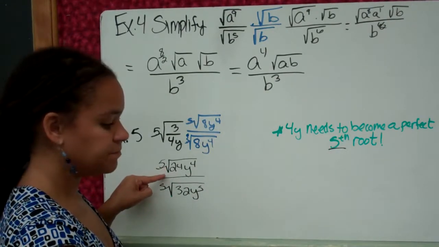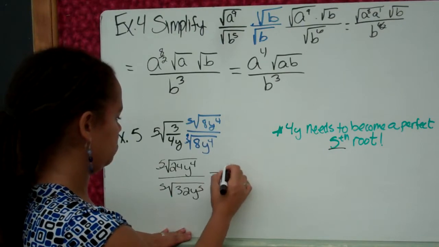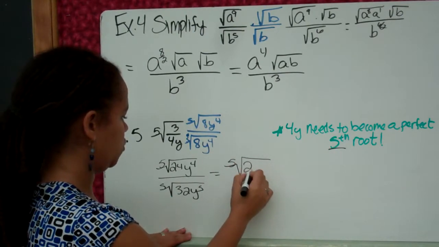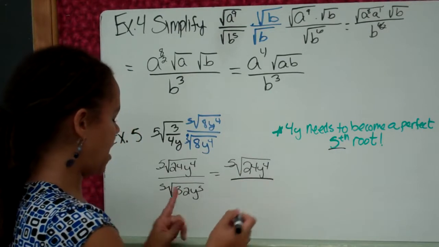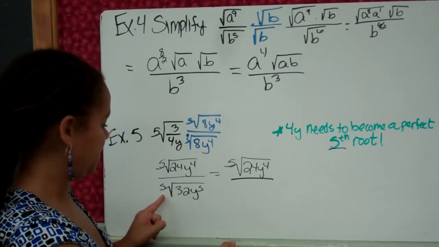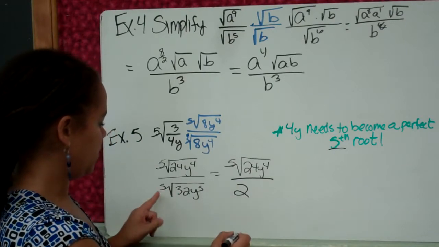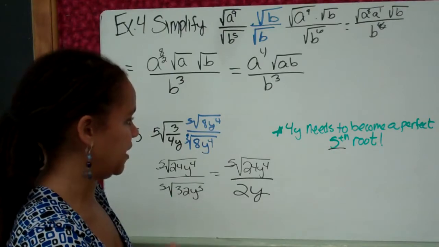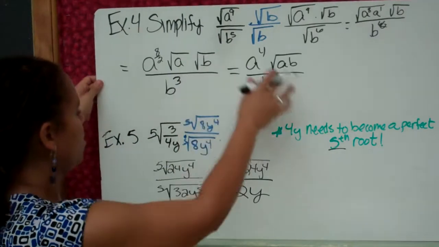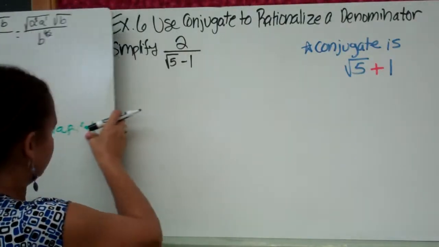So the top, I can leave it how it is: 5th root, 24y to the 4th. There's nothing I can do to simplify that. And on the bottom, these are perfect fifth roots. The fifth root of 32 is 2. The fifth root of y to the fifth is just y. So this will be our final simplified answer. I think we have one more example.